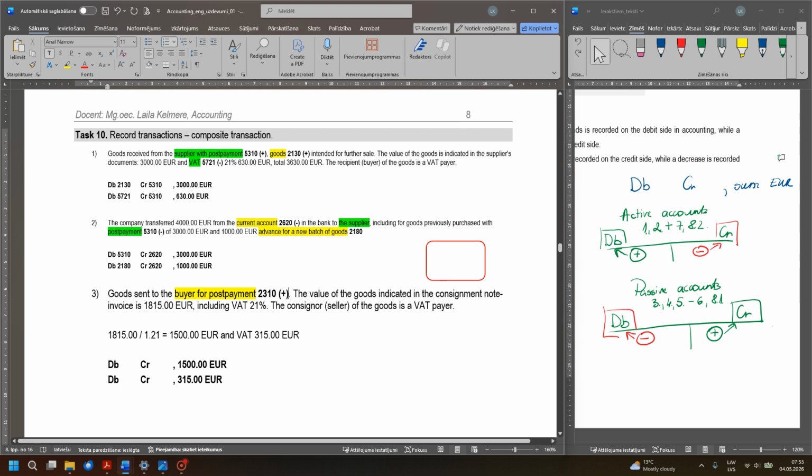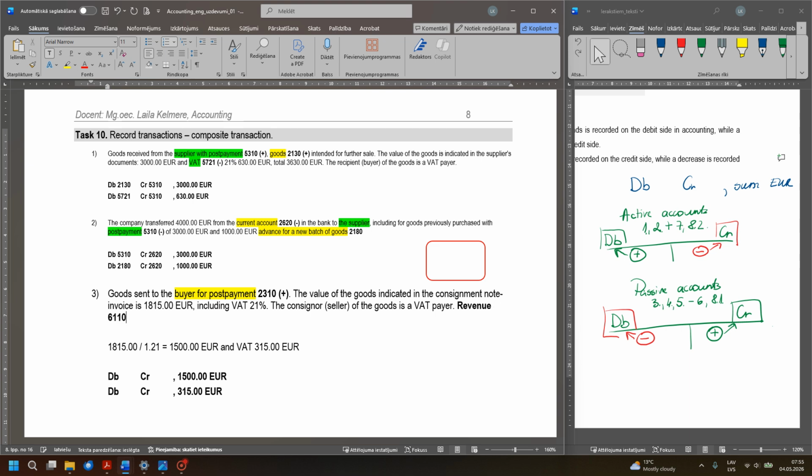So we send the goods. We will use the revenue account. And remember, revenue is in the sixth group. So we will have the revenue, and this will be account 6110. And if we have a turnover or revenue, it increases.